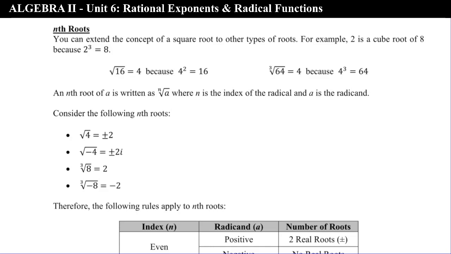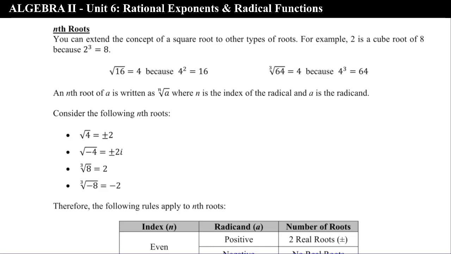Consider the following nth roots. The square root of 4 is plus or minus 2, because remember, 2 squared is 4, and negative 2 squared is also 4, so you have to account for both of those. We discussed that a couple of units ago. The square root of negative 4 gives you two imaginary solutions, plus or minus 2i, because the i comes out of the square root, since the square root of negative 1 is i. Then the cube root of 8 is 2, and the cube root of negative 8 is negative 2.